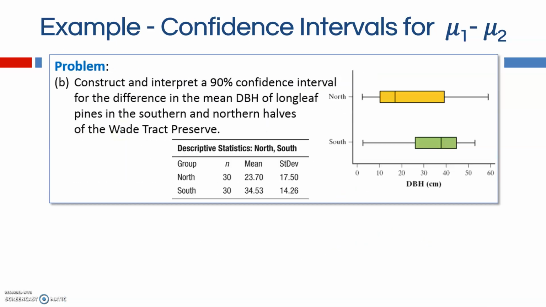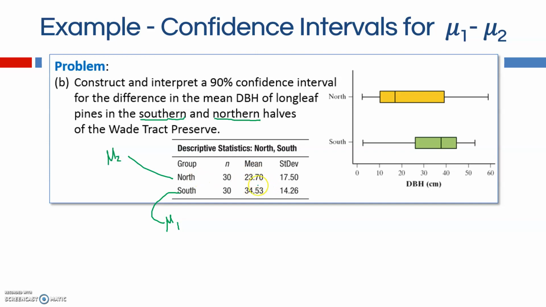Now, we're going to just construct and interpret a 90% confidence interval for the difference in the mean DBH of longleaf pines. And here we're going to go southern first and northern second. So I know you're seeing north written first here and south on the bottom, but basically we're going to set our southern portion as the mu1 and the northern portion would be our mu2.